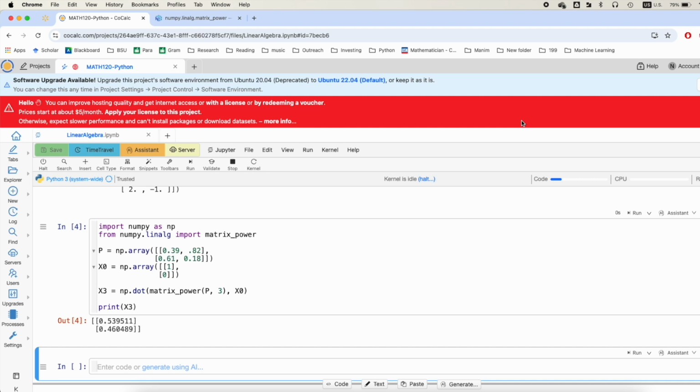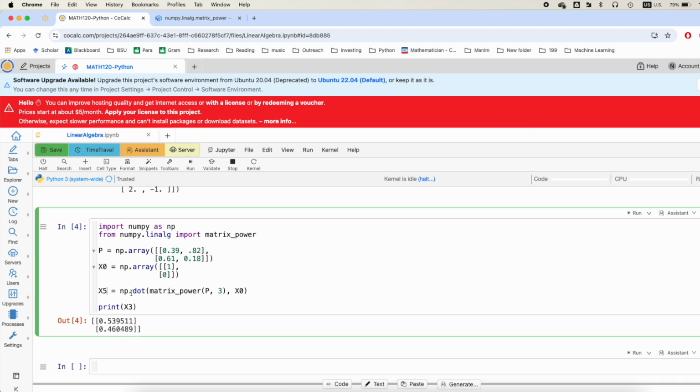However, you can calculate x5 directly using the end state matrix formula. So to get x5, you can do np dot, which is again the matrix multiplication, and matrix power. In this case the matrix is P, which is the matrix of transition probability. We're going to change the entries in a minute. Here you want to raise it to the 5th power, then the resulting matrix, when you perform the matrix power, gets multiplied with x0, which is the initial state matrix.